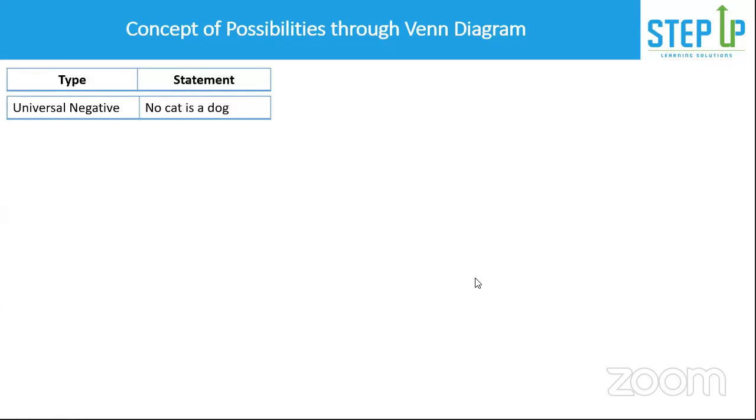Now this particular statement is another type of statement. It says universal negative. That means you have to represent it through Venn diagrams. Cat and dog, draw Venn diagrams and then tell me. Very good, 95 people. Excellent. So, no cat is dog. In this, can you tell me, for cats and dogs, what would be the diagram possible?